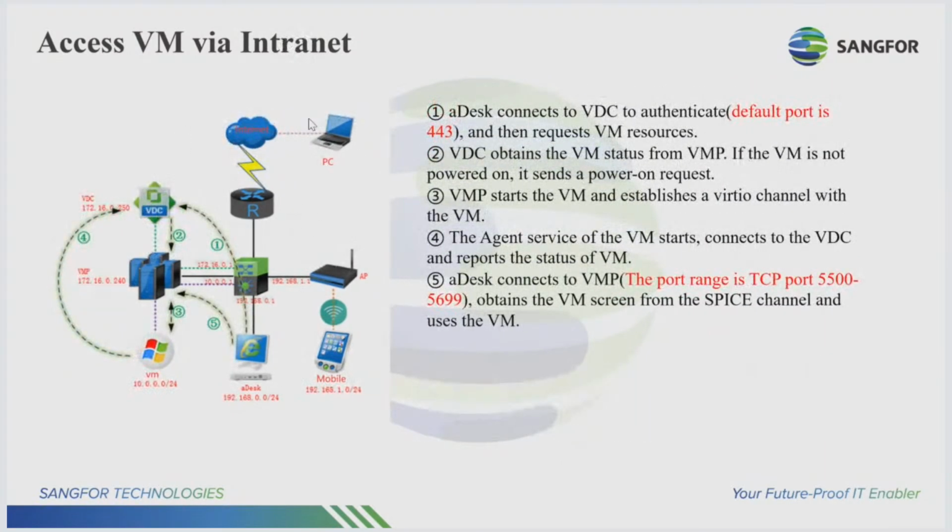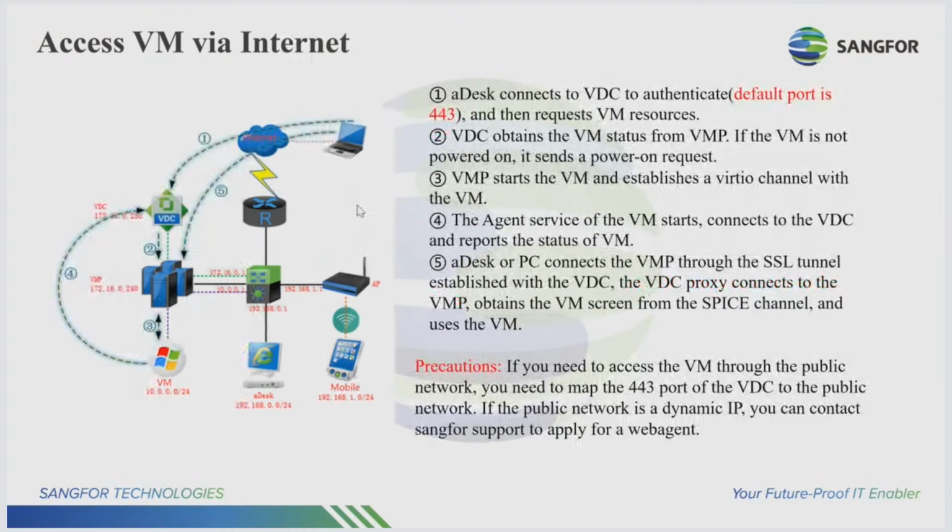The same for a PC and mobile. You can see first the PC sends a request to the VDC, the VDC sends a request to the VMP to start the virtual machine, and the virtual machine will feed back its status to the VDC. It will tell the VDC, I'm okay, I can be connected. Then the laptop can connect to the VMP and get the right to use the virtual machine.